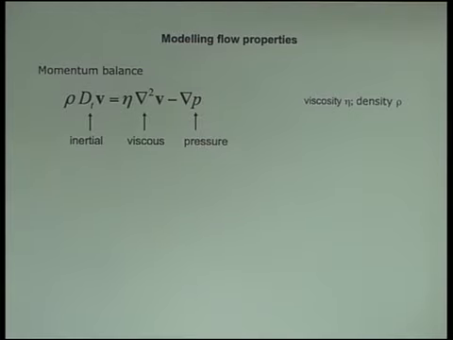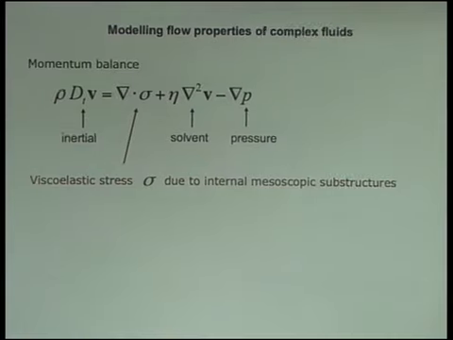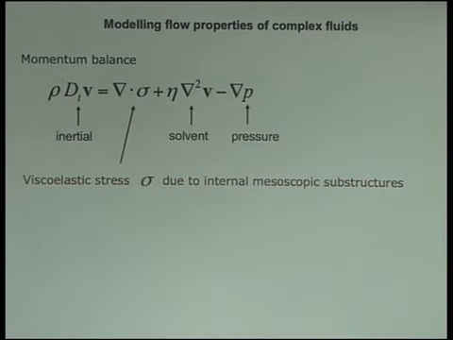So we all know that when modelling flow properties, we start out with something called a Navier-Stokes equation. So this is just force balance at the level of little fluid elements. Mass times acceleration is the sum of viscous forces and forces due to pressure gradients. I'm going to assume throughout also incompressible flow. And then what we need to do for these complex fluids is consider also a viscoelastic stress, as I described earlier, that arises due to the presence of these internal mesoscopic substructures.